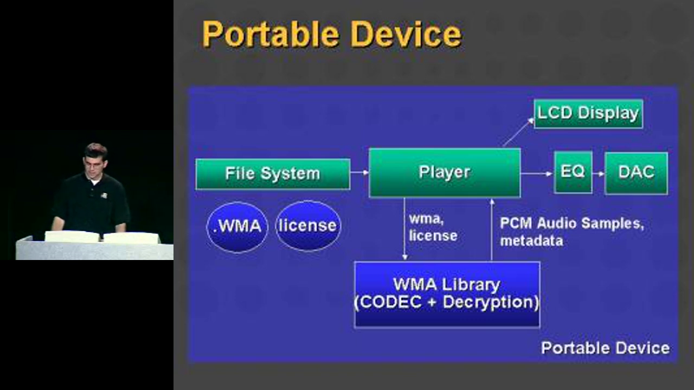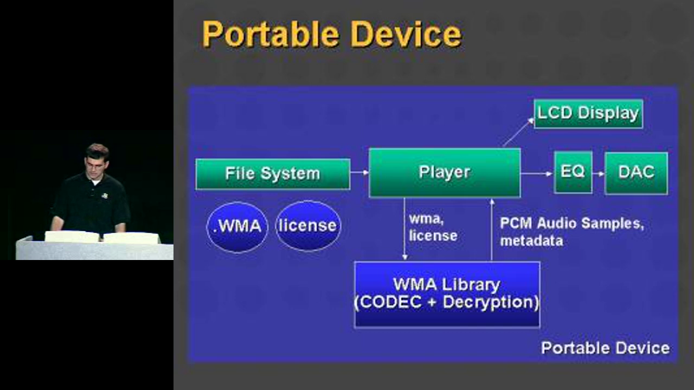Then, kind of in the center, there is a player piece, which is what we're just terming all of the central components of the firmware that direct everything else. The player will read the files off the file system and then pass the bytes of the file into the WMA library for decompression and decryption. And if the device supports multiple formats, the player is going to have to make a determination whether it's a WMA file or some other codec, and call the appropriate codec library in each case.